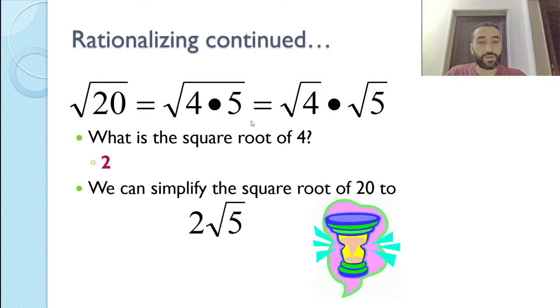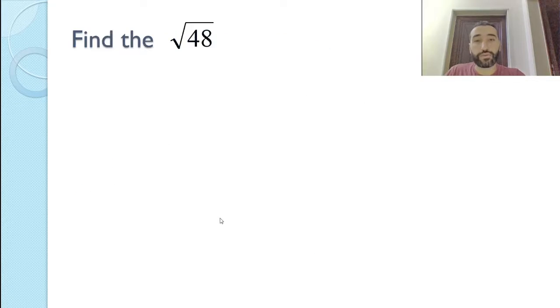This is the reason I looked for a perfect square number, or a perfect square factor, which is 4. So 2 radical 5, finished. Let's take another example to understand it more.